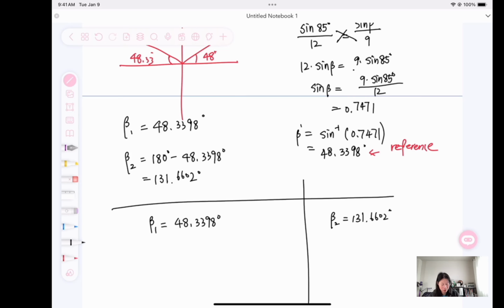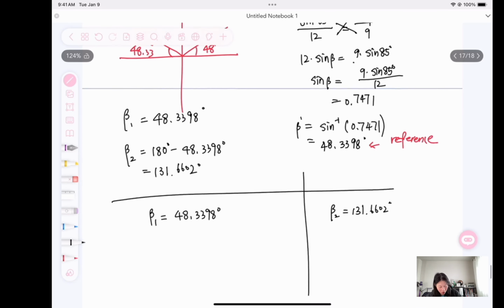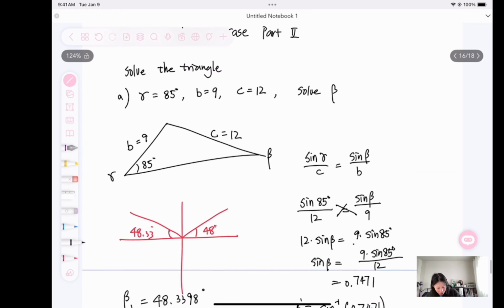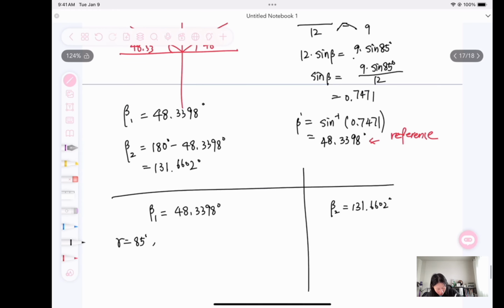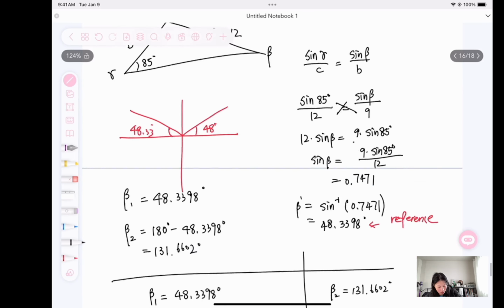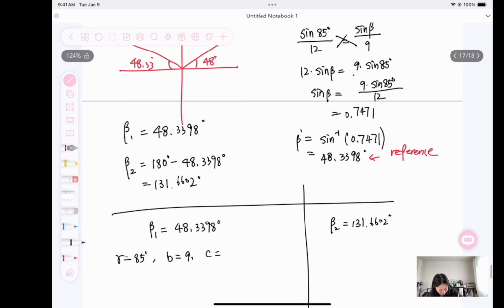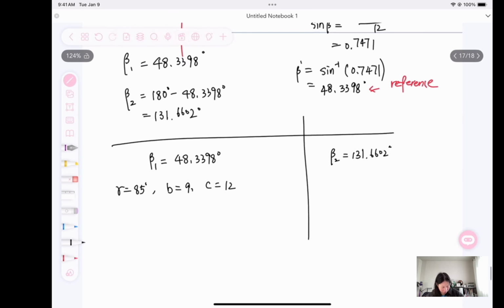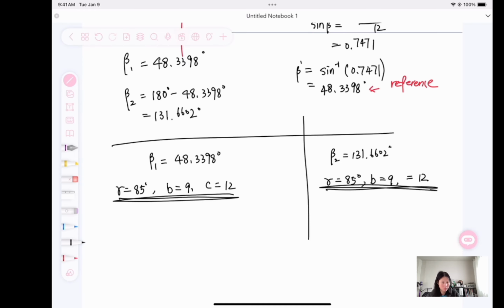All right, so what else is given? Let's go back and take a look. We know that gamma equals 18.5, b equals 9, c equals 12. So I'm going to write this set in here. Right now, these three things are given. This is for sure; you already know it. We just don't know if beta 1 is correct or beta 2 is correct, or if they are both correct or both wrong. Now, let's find alpha.